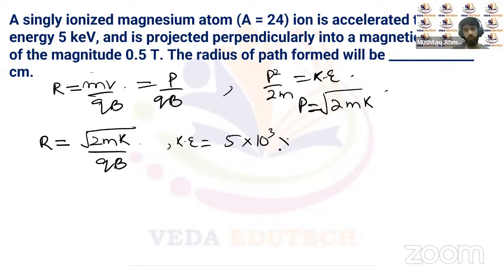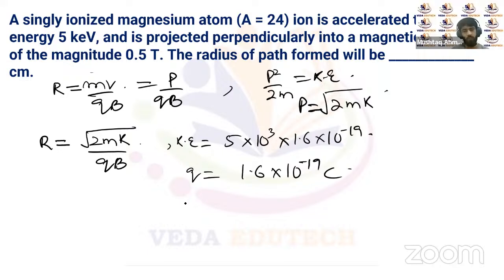That will be 5 into 10 to the power 3 electron volts, where 1 electron volt is 1.6 into 10 to the power minus 19 joules. Since it's a singly ionized magnesium atom, the charge will be the charge of an electron, 1.6 into 10 to the power minus 19 coulombs. The magnetic field is given as B equal to 0.5 Tesla.